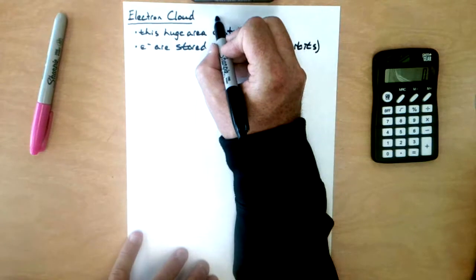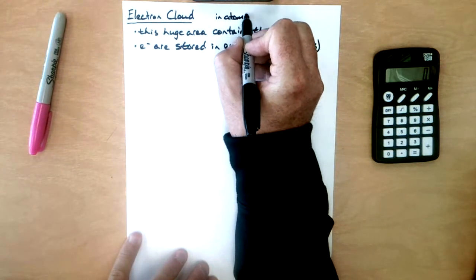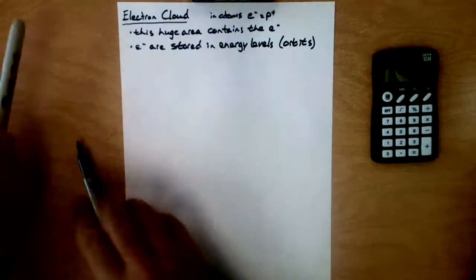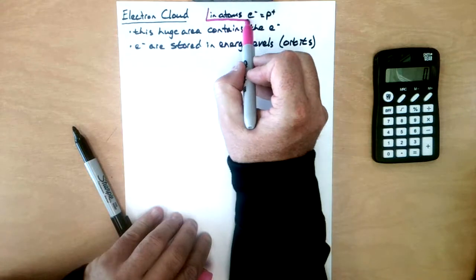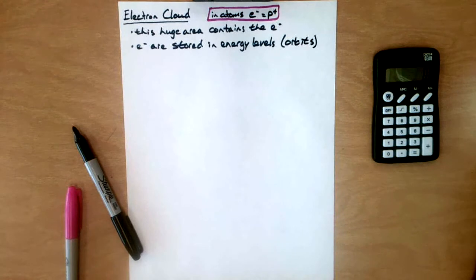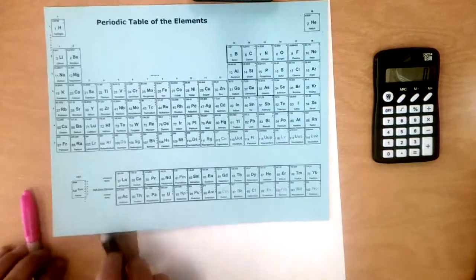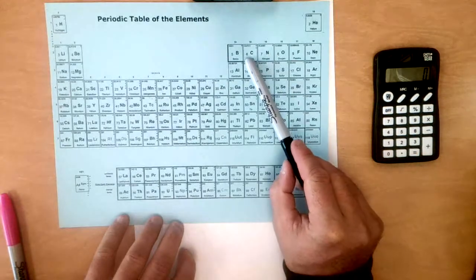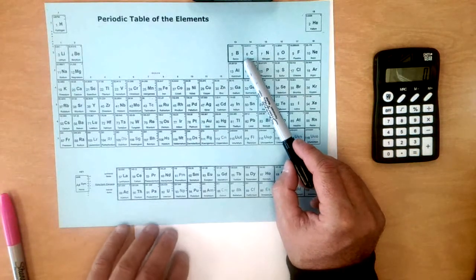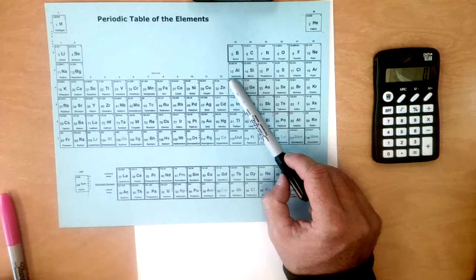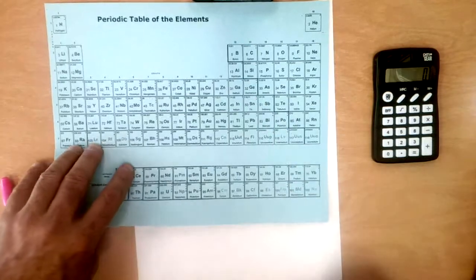Well, in atoms, electrons are equal to protons. So if we look at our periodic table, and I find the atomic number, like let's say of carbon, and carbon has an atomic number of 6. That means it has 6 protons. Well, now it also means it has 6 electrons. Aluminum, atomic number 13, would have 13 protons and 13 electrons.